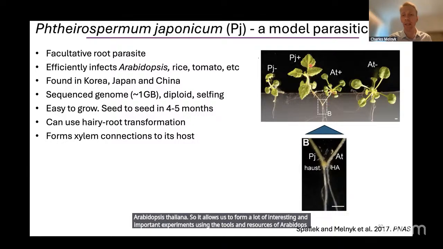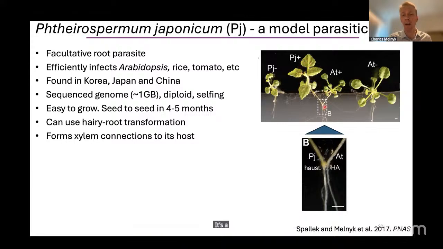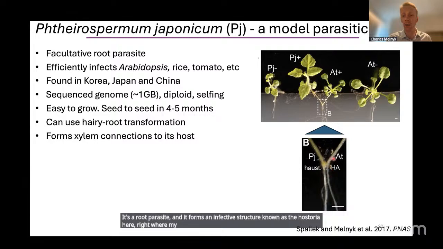And you can see here Phtheirospermum growing in the presence of Arabidopsis. It's a root parasite and it forms an infective structure known as the haustorium, right where my pointer is. If you look closely, this is where it forms a xylem bridge, and it can then use that to withdraw nutrients from the host Arabidopsis.